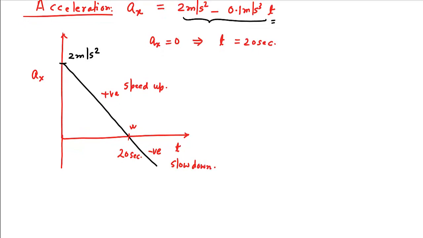And at time t equals 20 seconds, you have maximum velocity. That is, acceleration is 0, which means the velocity increases and then starts decreasing. This means you will have maximum velocity at t equals 20 seconds.